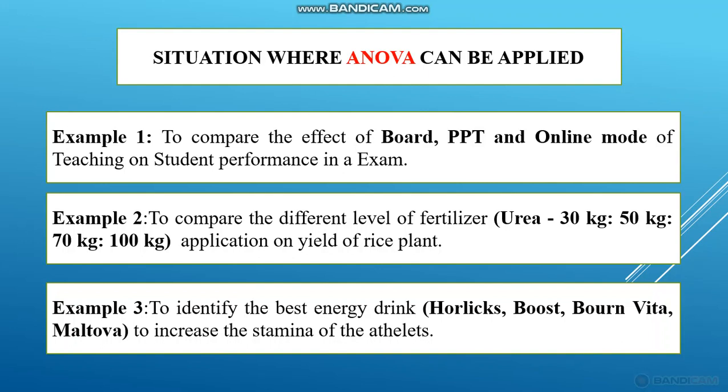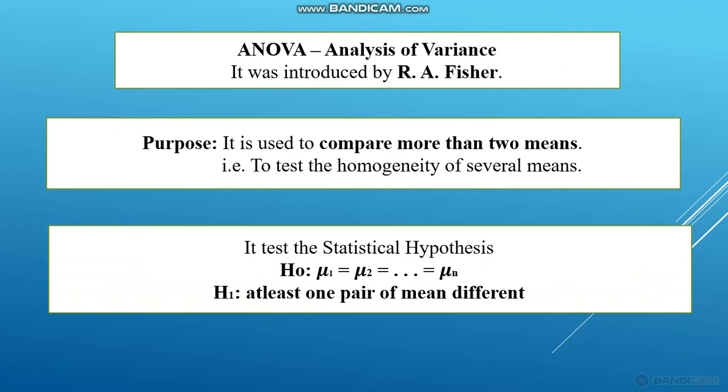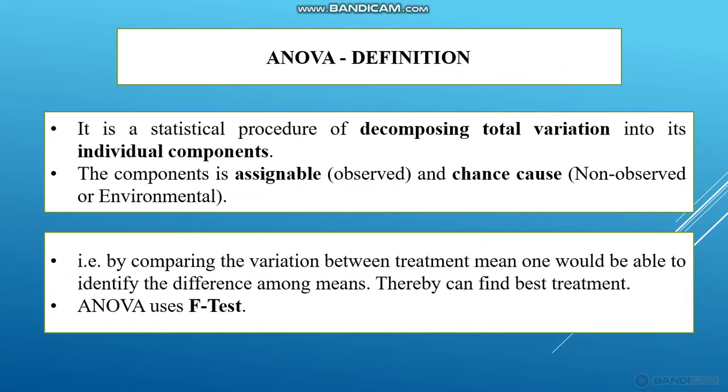The ANOVA will test only the overall difference, whether there is an overall difference or not. Now the definition of ANOVA. ANOVA is a statistical procedure of decomposing total variation into individual components. That is, we are decomposing the total variation of the total means into individual components: assignable, observed components and chance causes, that is, non-observed or environmental components.